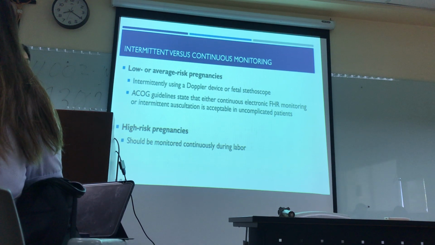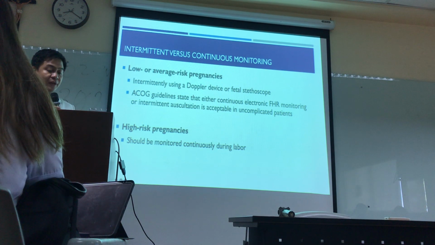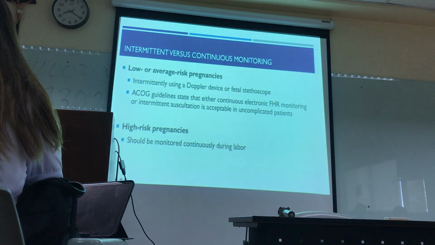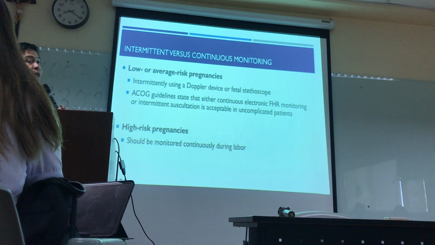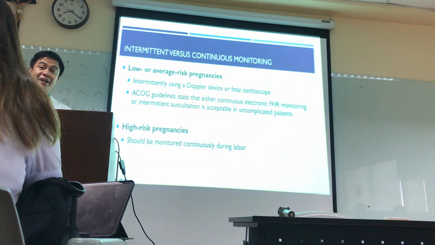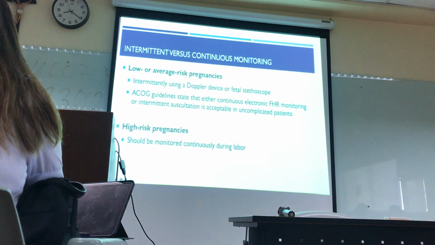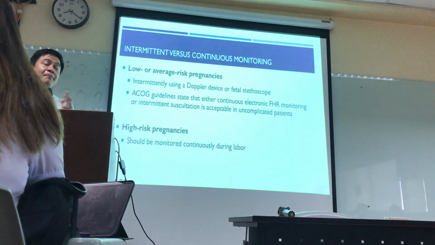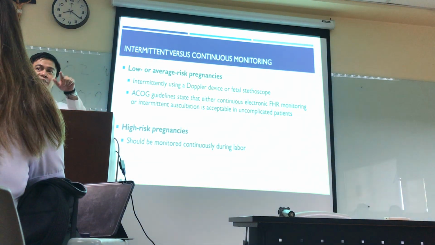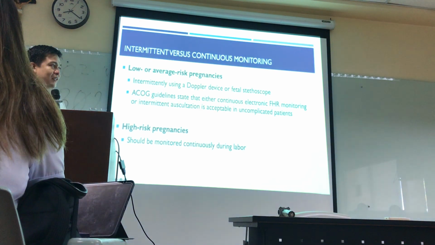Okay. So, intermittent versus continuous monitoring, ano yung usually ginagamit natin? Okay, so for low or average risk pregnancy, you can use intermittent monitoring using a Doppler device or a fetal stethoscope. Nakakita naman na kayo, no, ng Doppler device, yung parang maliit na ultrasound, and then there's a small gadget, tapos maririnig mo yung fetal heart tones. Okay? Now, may mga bago na ganun na parang makikita mo na din yung parang may trace na din siyang makikita. And then you can print the tracing.